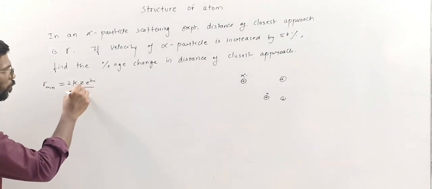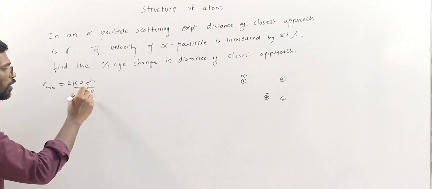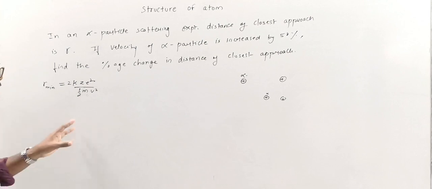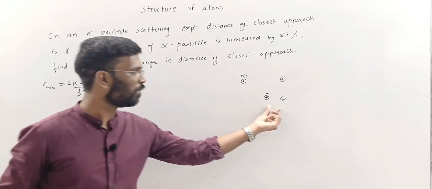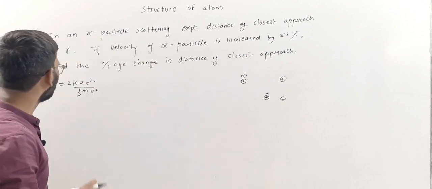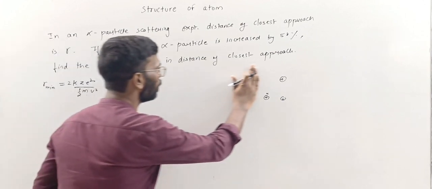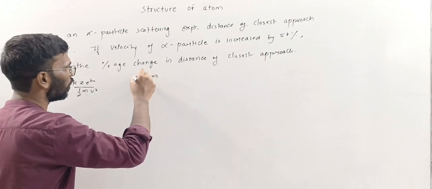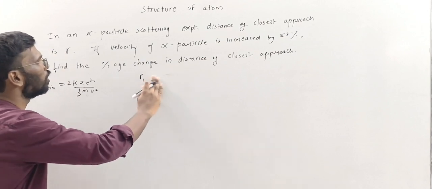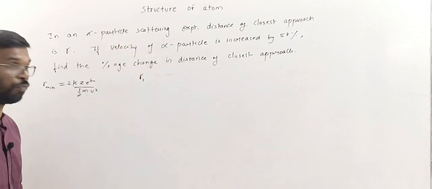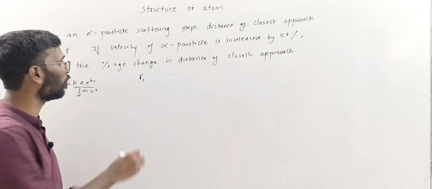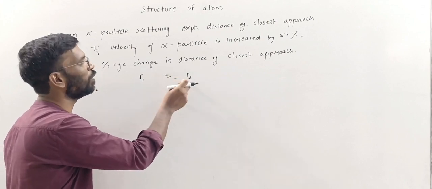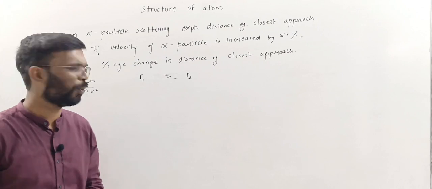Kinetic energy can also be written as half mv², where the velocity and mass are those of the alpha particle. More velocity means less distance. So coming back to the question, let's say r1 is the first, initial distance with velocity v1, and when the velocity is increased by 50%, this will be r2, which will be less than r1 when the velocity is increased. This is the idea.